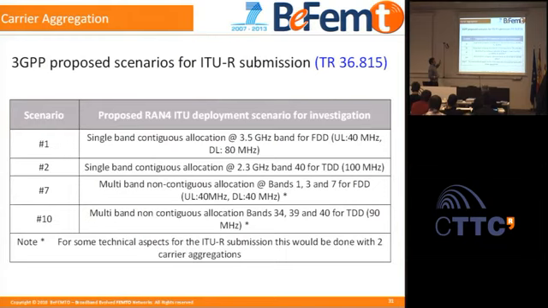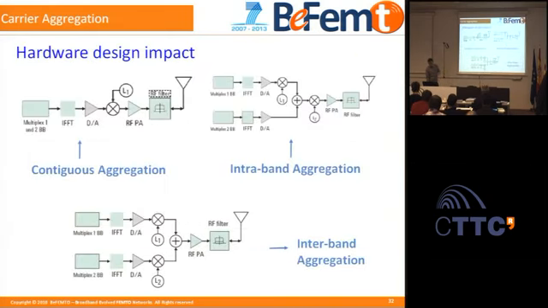The only part that covers the 100 MHz is this scenario, the single contiguous band from 2.3 to 2.4 GHz on the TDD duplex scheme. This is the full 100 MHz that is currently studied in 3GPP. And this has a very strong impact on the design.